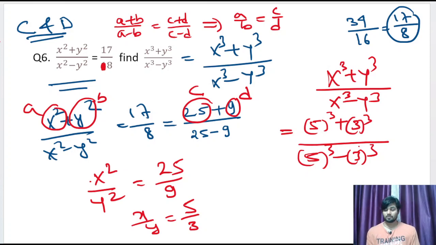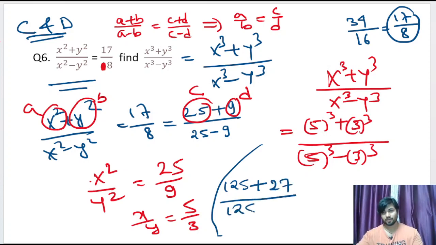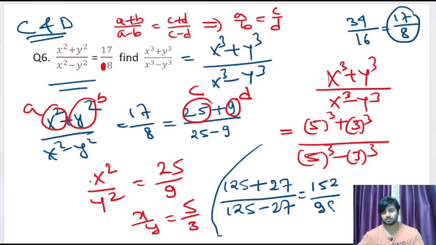So what will be the actual value? Is it seen to you? Yes. It will be 125 plus 27 and 125 minus 27. So what is your answer? Your answer will be 152 upon 98. So this is your answer.